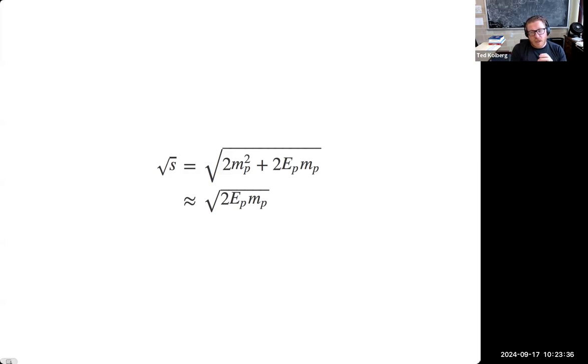So this experiment is going to be done in the fixed target geometry, but I just want to make the point that it's much more efficient energetically to produce new particles from a collider geometry if you have the technology to do that. We'll return to that argument later on when we talk about the first generation of colliders.